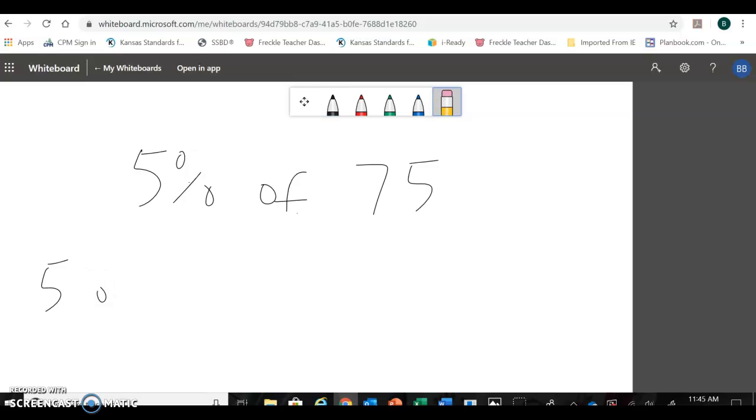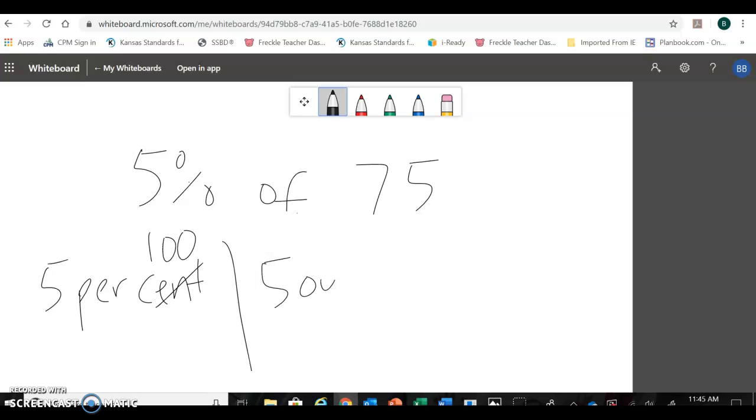Well, 5%, if we write it in words, like I talked about in the last video, it means 5 per cent, and cent basically means 100. So it's basically 5 out of 100. So it's 5 over 100 as a fraction. So you think about it as 5% is 5 per 100, 5 out of 100. This is what it would look like as a fraction, 5 over 100.